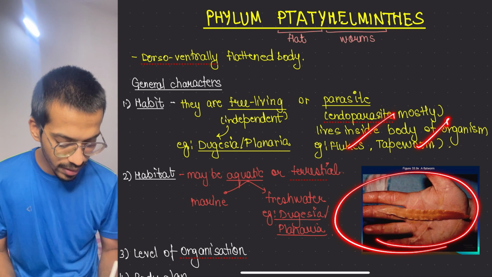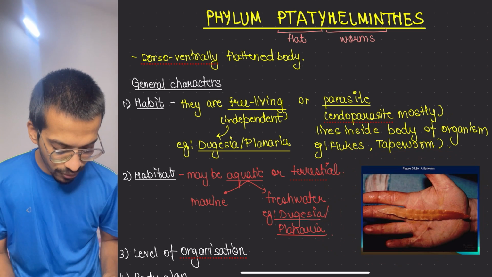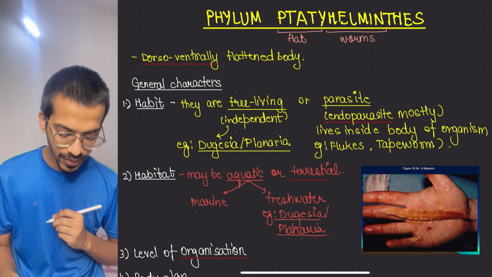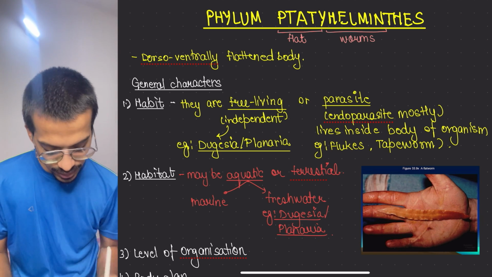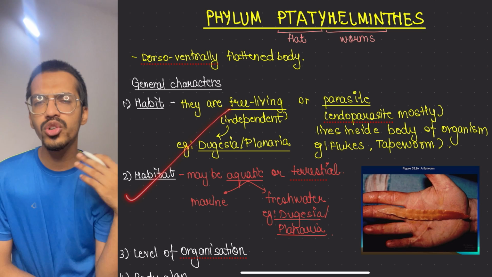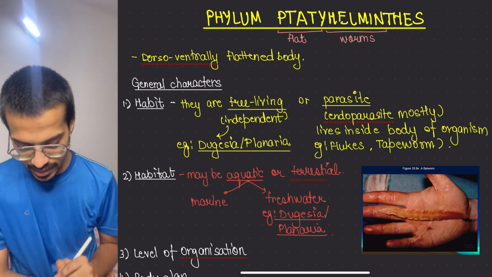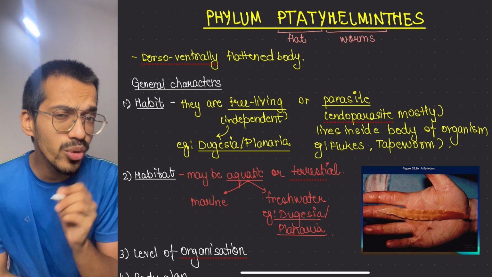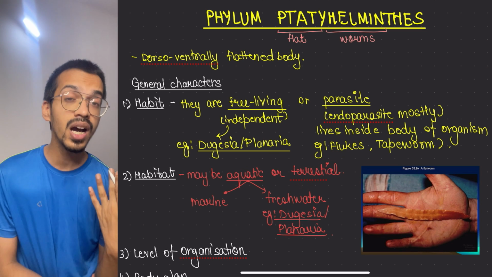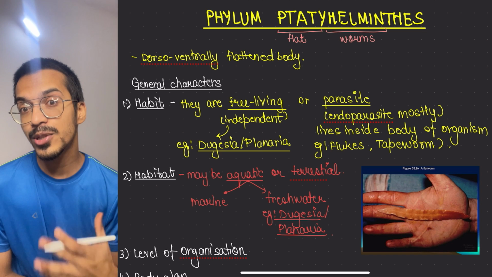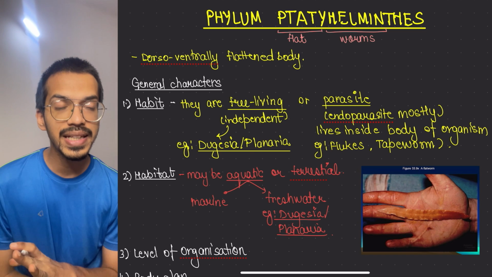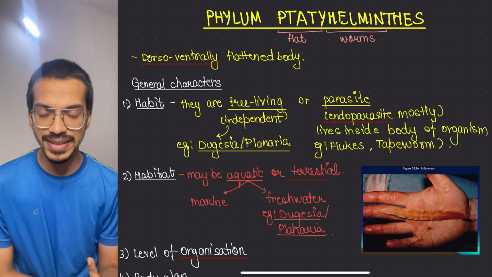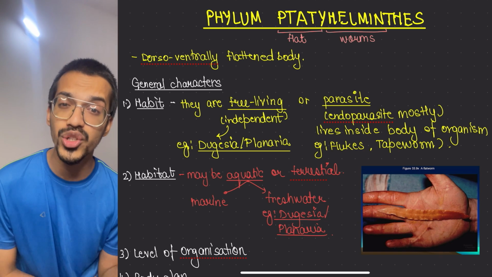Can you see over here? I have even made you a flat worm, like this. See how long it is? Flat worms. Then habitat: they could be aquatic or terrestrial. Aquatic could be marine or fresh water. You have to remember about Planaria. Why? Because with respect to Planaria, you have studied in the 10th class that it has high regeneration capacity, which is a type of asexual reproduction.